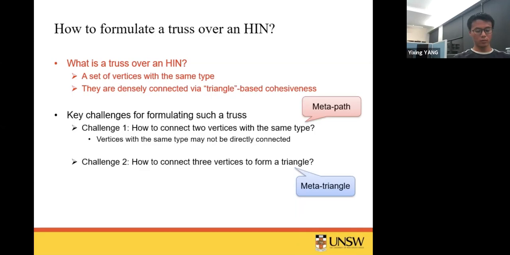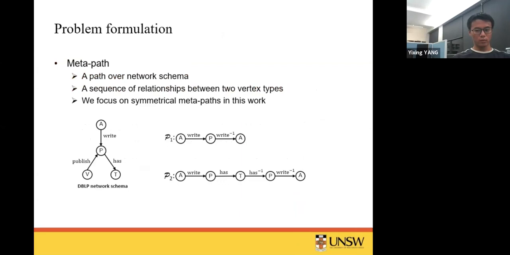Now, let's turn to problem formulation. The first concept is metapath. A metapath is a path of a network schema. It's a sequence of relationships between vertex types. In this paper, we focus on symmetric metapaths.